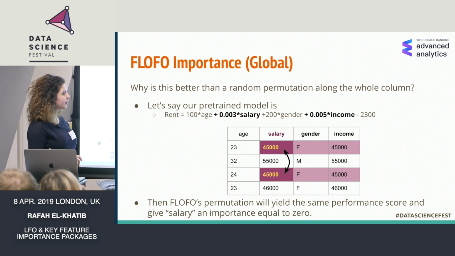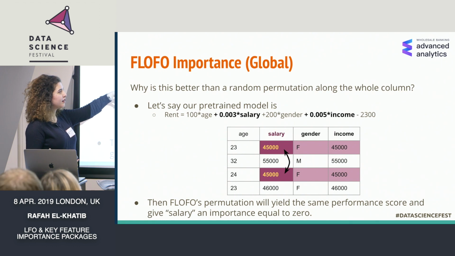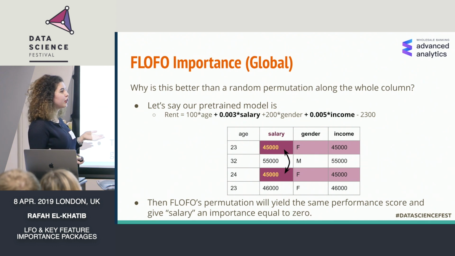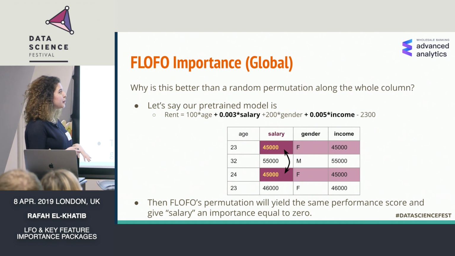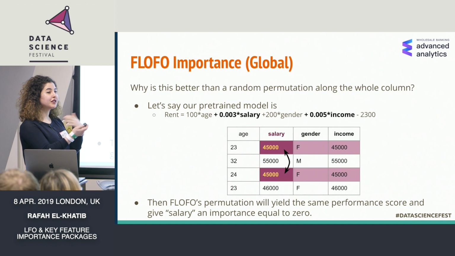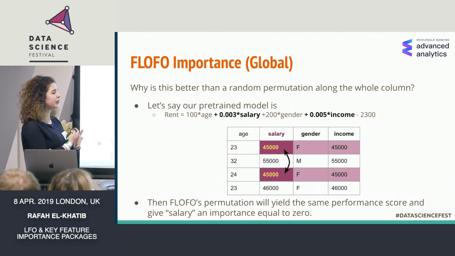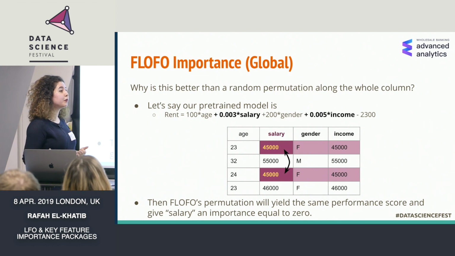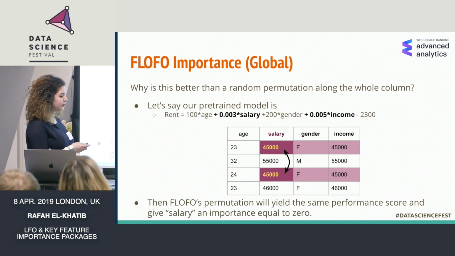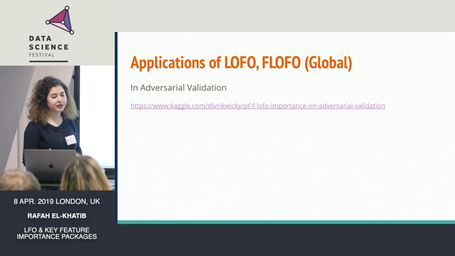exact duplicates. So what happens is that if you're grouping by income, then permuting salary values within groups of income will not permute salary at all. So you'll get exactly the same column and exactly the same predictions and exactly the same performance. So FLOFO, since it calculates the difference in the performance, it will say that, okay, the importance of this feature salary is actually 0. Whereas if you had permuted the entire column, it would have given a positive importance. This is a bit about the intuition.